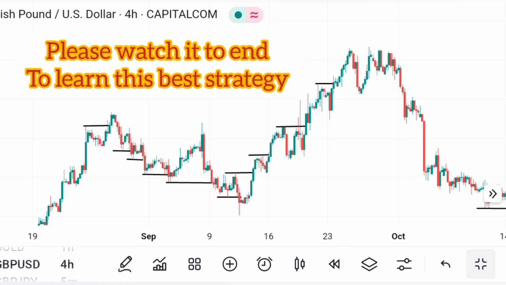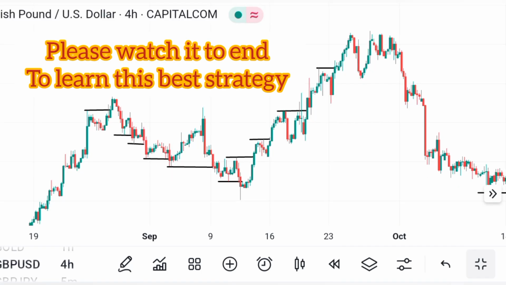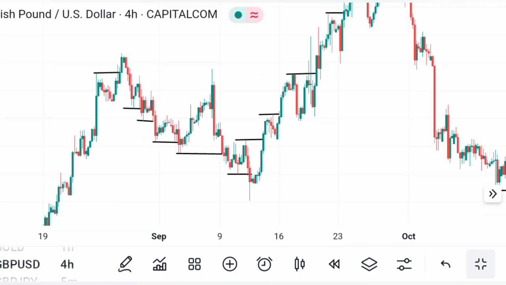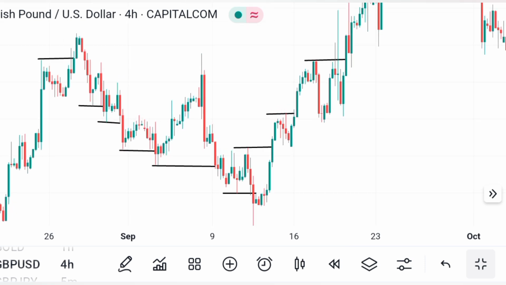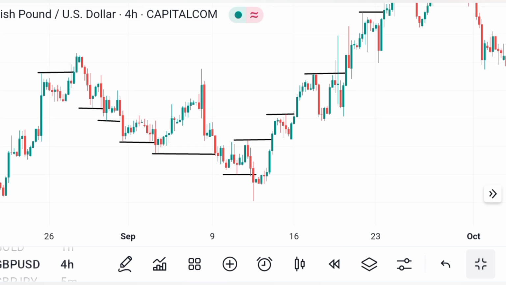I always teach this strategy because I know it is the best. It works on all the pairs that you can really trade, right? So that's why I always teach it to all the students that I do teach, because it gives us a very good risk to reward ratio when we are taking our trades.